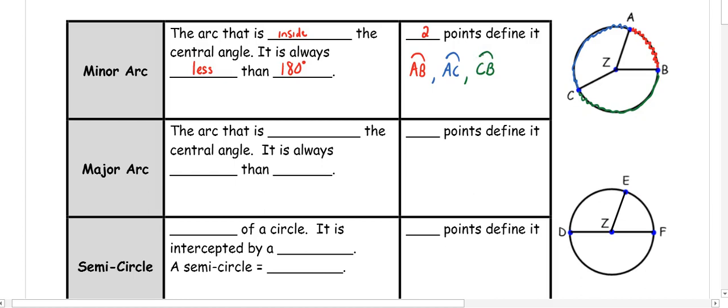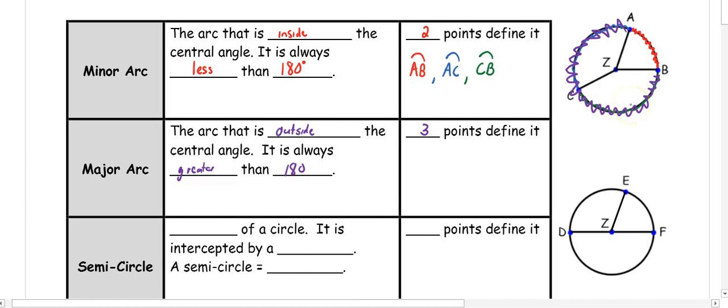A major arc, then, is an arc that is outside a central angle. It is always going to be greater than 180 degrees. When we name a major arc, we're going to name it by three points. So, for example, if AB was our minor arc, our major arc here would go the other way around the circle.